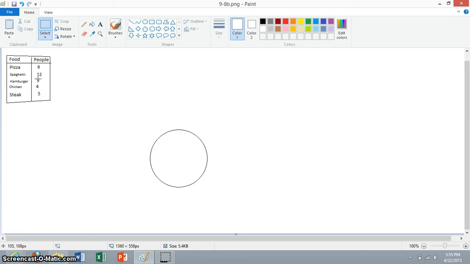Okay, now I'll show you an example. So, there are 6 people for the pizza, 12 people for spaghetti, 9 people for hamburgers, 4 people for chicken, and 5 people for steak. Now, step 1 is to find the sum of all people/objects. So, what is 6 plus 12 plus 9 plus 4 plus 5? The answer is 36.